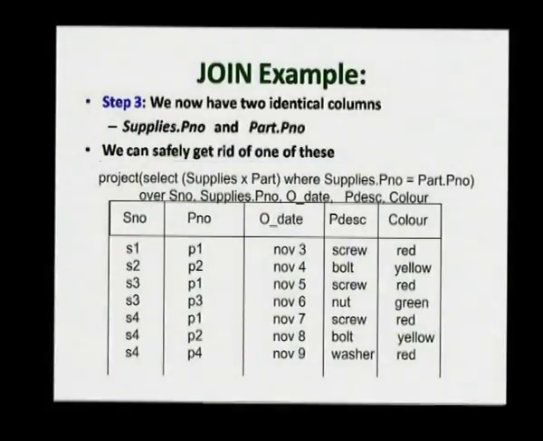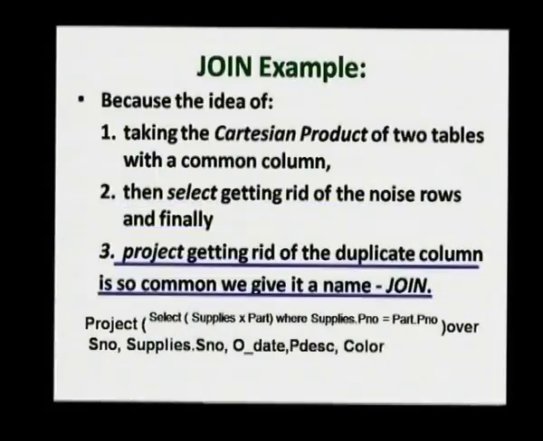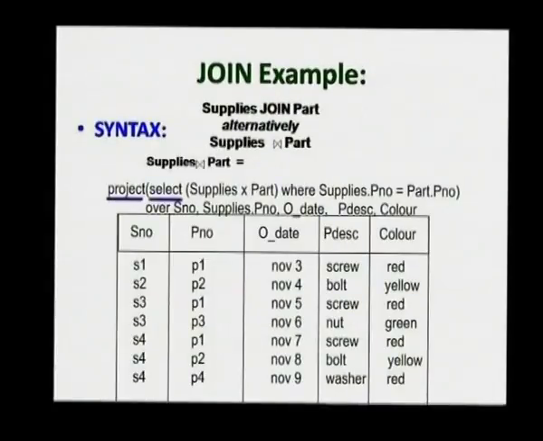Now, in spite of that, you still have identical columns, as we have just described. So we get rid of this. One of the P numbers is removed. So you take the Cartesian product of 2 tables with a common column, then select, getting rid of noise rows, then you project so that you get rid of the duplicate column, and this is called a join. So this is the join operation.